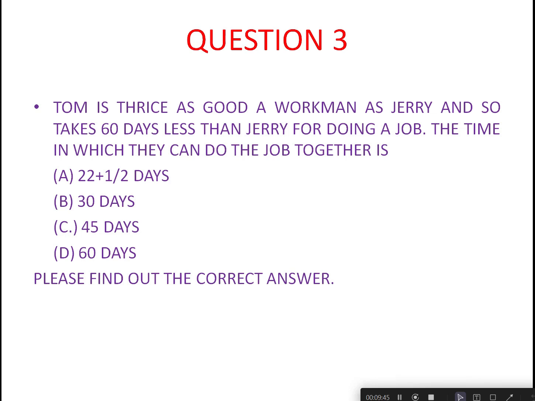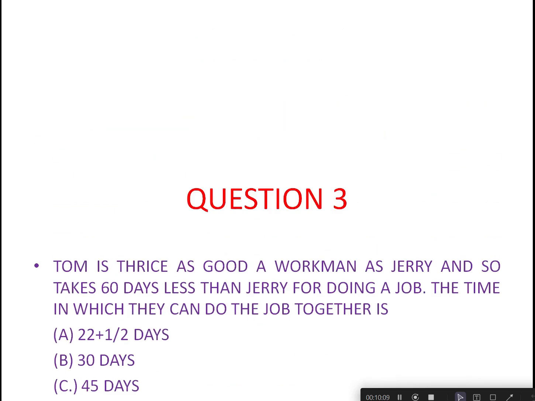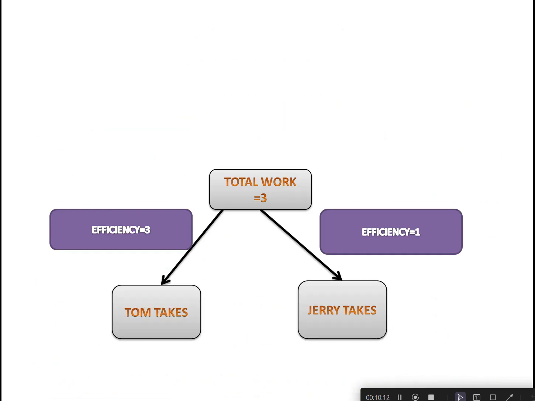In this question, basically, Tom is thrice as good a workman. That means Tom is 3 times more efficient than Jerry. If the efficiency of Jerry is 1, Tom's efficiency will be 3. So in that way, we will assume the efficiency of Tom as 3 and the efficiency of Jerry as 1. And the total unit of work we will consider as the LCM of the efficiencies. That will be 3, or a multiple of the efficiency. So the total unit of work we are considering as 3.